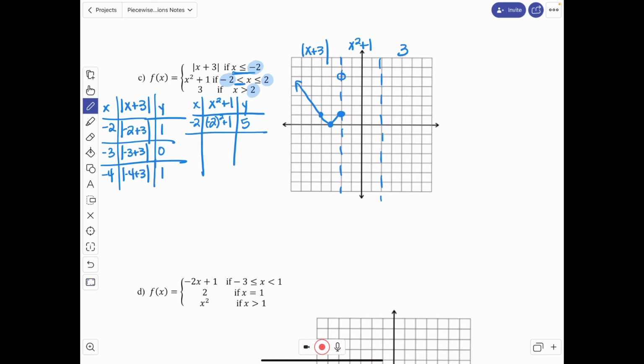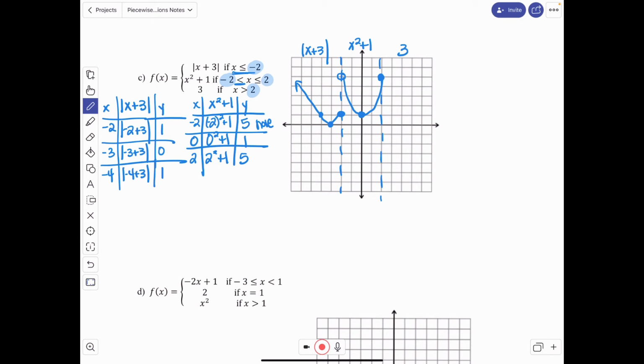Okay, let's do something in between. Let's do a 0. So 0 squared plus 1 is just going to be 1. So 0, 1. And let's do our 2. So 2 squared plus 1. So 2 squared is 4, 4 plus 1 is 5. So then I have 2, 5. And that one is filled in. That one is solid. So remember, this one was a hole because of the sign, but that last one's filled in. So this one is a parabola because x squareds are quadratics. Those are parabolas. Okay, so 3, remember, that's just a line.